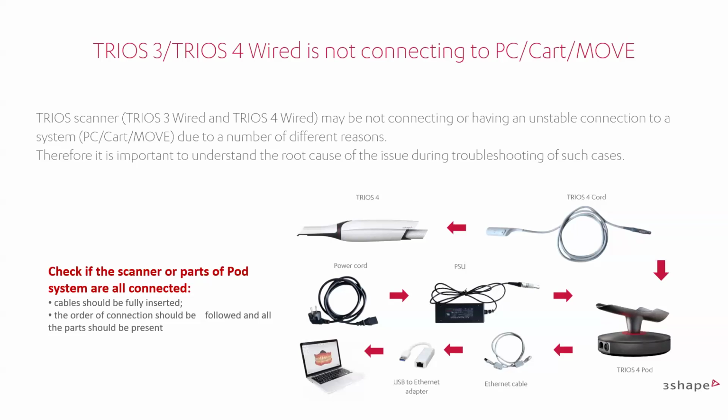Therefore, it's quite important to understand the root cause of the scanner connectivity issue. You probably also remember the setup that our scanners may have. If we talk about Trios 4, it may be connected with a cord. Likewise, the 3S3 wired also has a wire here, and the connectivity type is the same. So the first thing is to check whether the scanner and parts of the port are all connected. The cable should be fully inserted in the ports, the order of connection should be followed, and all the parts should be present as well.